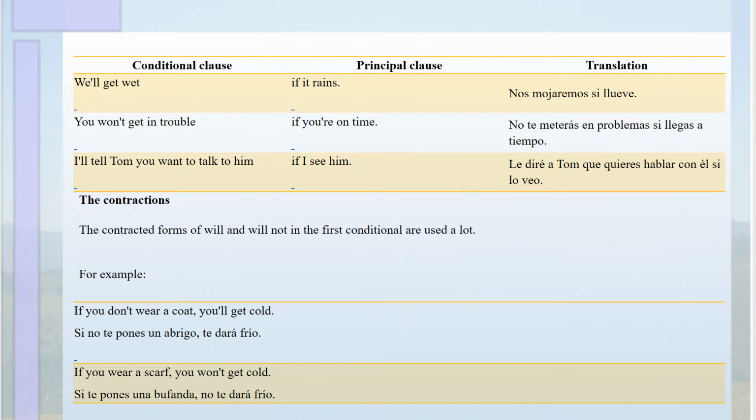The contractions. The contracted forms of will and will not in the first conditional are used a lot. For example, if you don't wear a coat, you'll get cold. Si no te pones un abrigo, te dará frío. If you wear a scarf, you won't get cold. Si te pones una bufanda, no te dará frío.